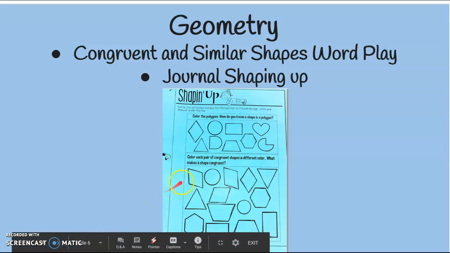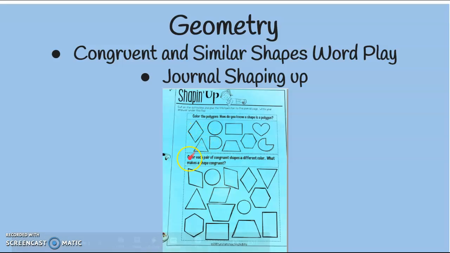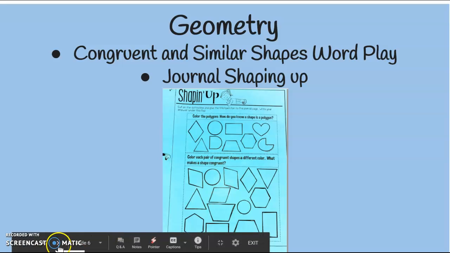Shaping up, this is the journal page you need to do. Color the polygons. This is a review thing about what a polygon means. Then circle a pair of congruent. Color each pair of congruent shapes a different color. What makes this shape congruent? Think about what we've talked about in the past week.